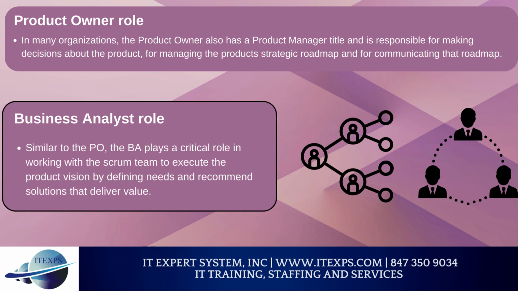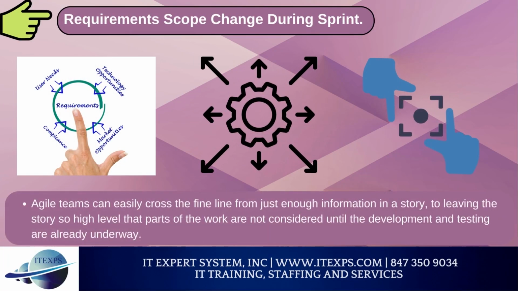To answer the second question, why do I need a BA if I have a PO? Take a look at the list below to see if your Agile teams have experienced any of these situations. Requirements scope change during sprint. Agile teams can easily cross the fine line from just enough information in a story, to leaving the story so high level that parts of the work are not considered until the development and testing are already underway. It's the BA's responsibility to ensure that all acceptance criteria, both functional and non-functional, are considered for each unit of work.